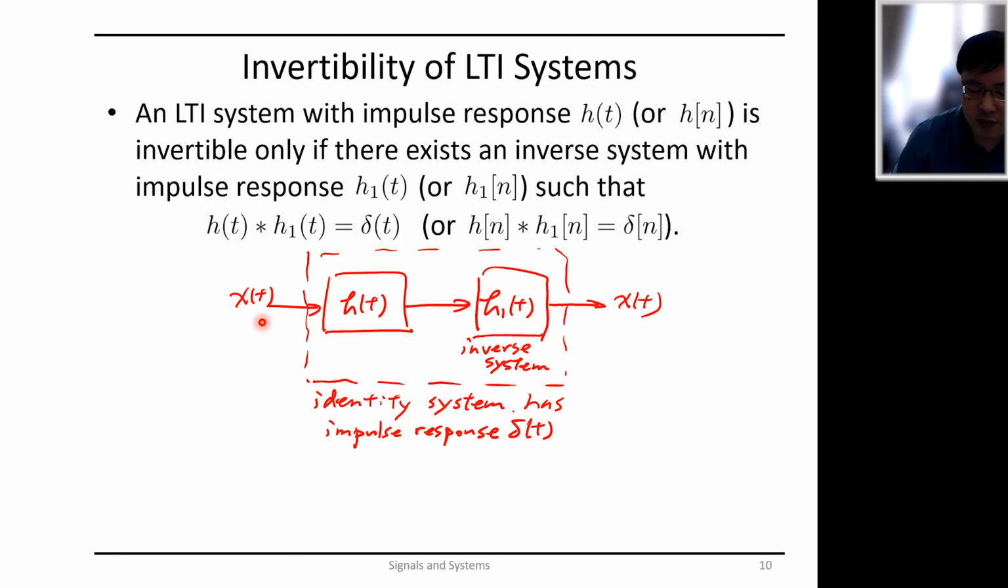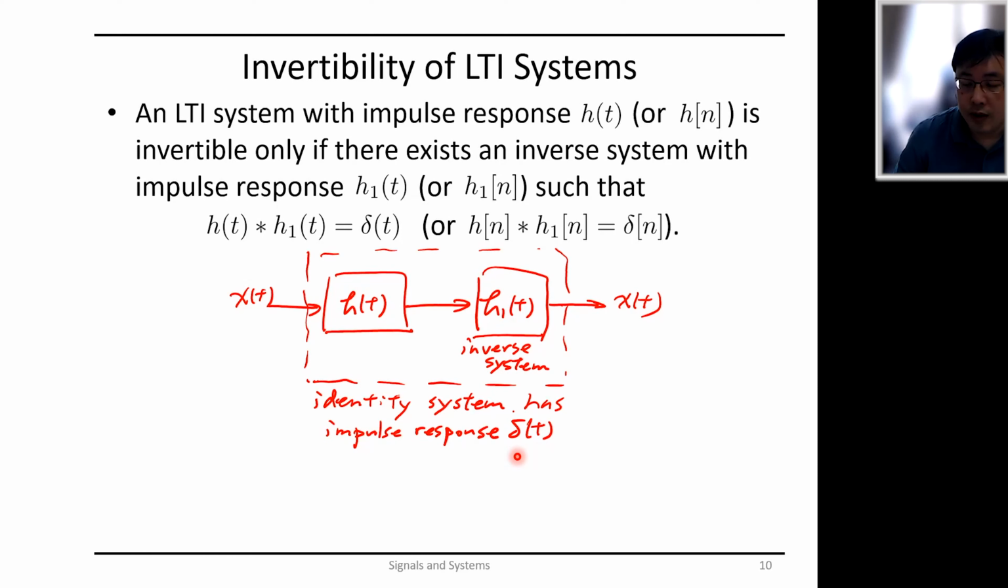Then by taking x of t, passing it first through the original system, then through the inverse system, you should get back the original input x of t. So this means that the concatenation of these two gives you effectively an identity system, which should have impulse response delta of t.